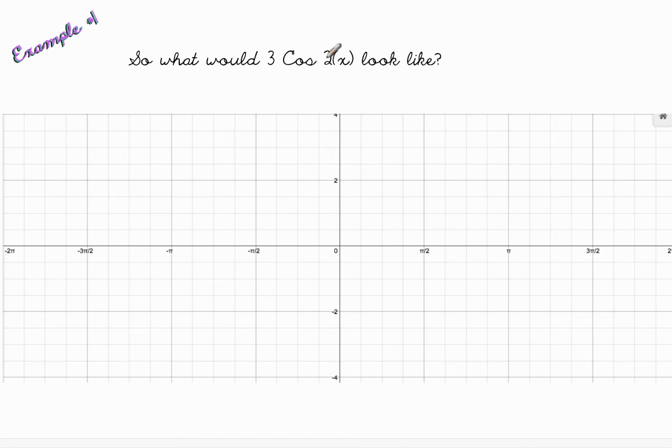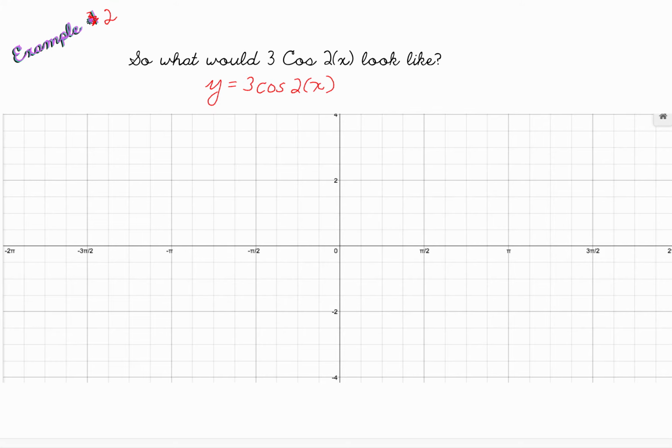All right, so now you're going to have to figure out what 3 cosine 2x would look like. So in other words, I'm graphing the equation y equals 3 cosine 2x. And we'll call this example number 2.